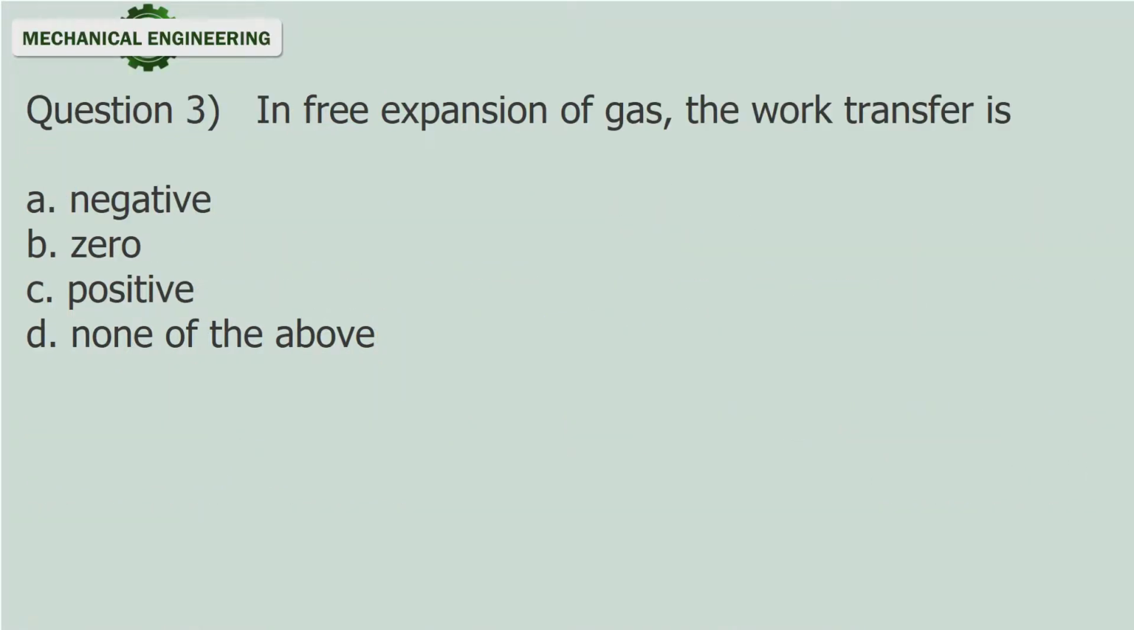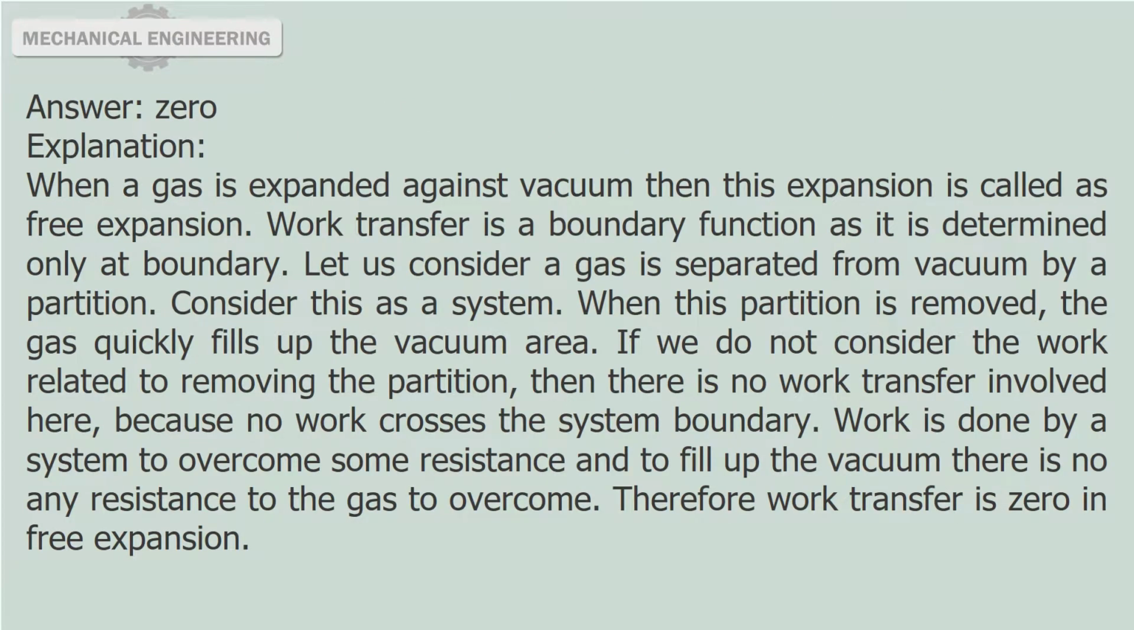Question 3. In free expansion of gas, the work transfer is A. Negative, B. 0, C. Positive, D. None of the above. Answer: 0. Explanation: when a gas is expanded against vacuum, this expansion is called free expansion.